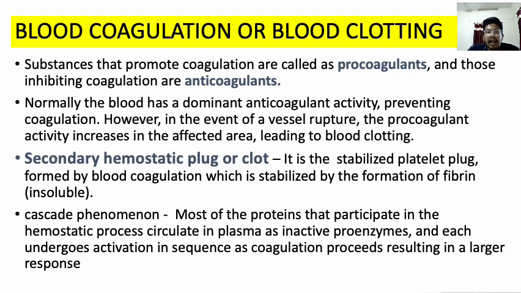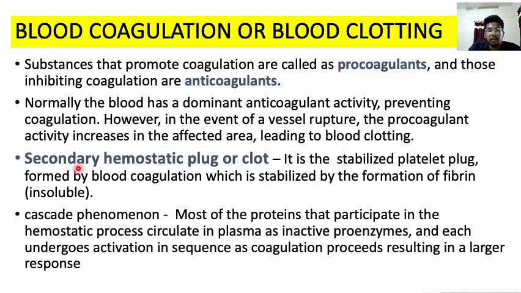Next is the actual blood coagulation or blood clotting. You might have heard about this somewhat complicated form in which it is in textbooks. We can see the extrinsic and intrinsic mechanism. Before discussing that in detail, we have to know what a procoagulant and an anticoagulant are. A substance that promotes coagulation is called a procoagulant, and a substance that inhibits it is called an anticoagulant. Normally, the blood has anticoagulant activity. Just imagine if the blood had more procoagulant activity, the blood would clot. But if a blood vessel ruptures, the procoagulant activity increases in the affected area, leading to blood clotting.